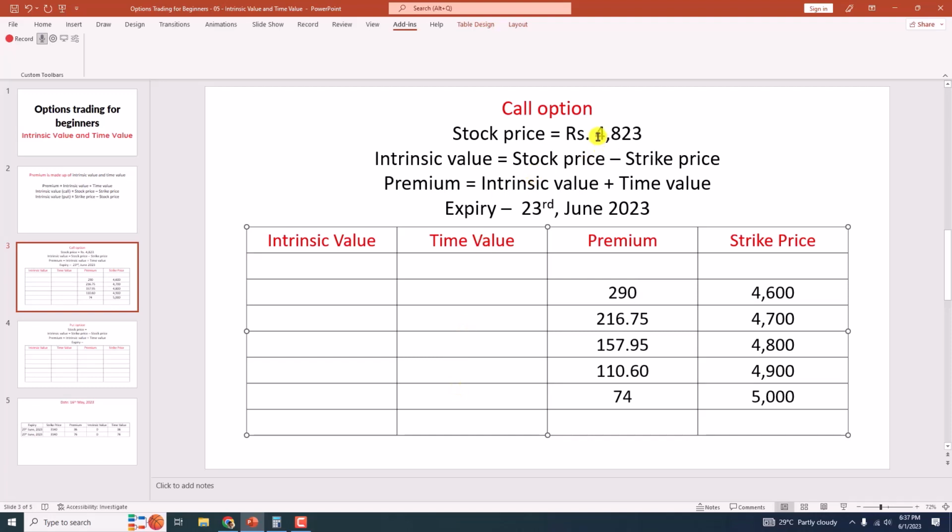We have our stock price here, right? According to the formula, intrinsic value is equal to stock price minus strike price. So for 4600, let me first calculate the intrinsic value. Intrinsic value is stock price minus strike price.